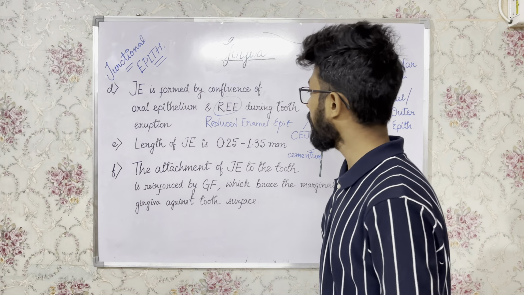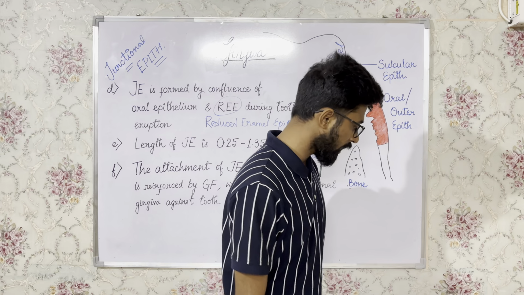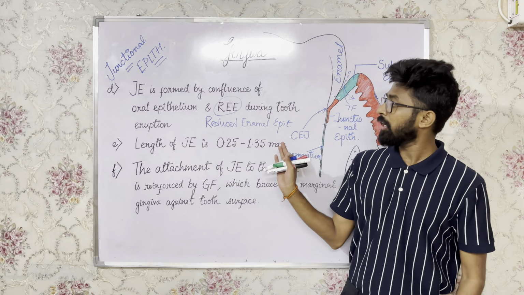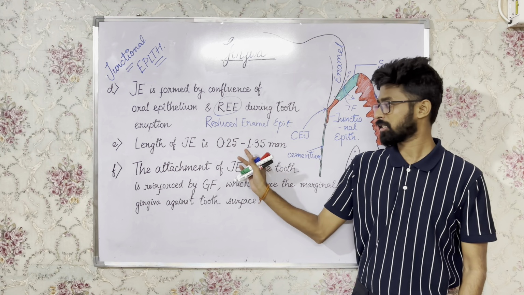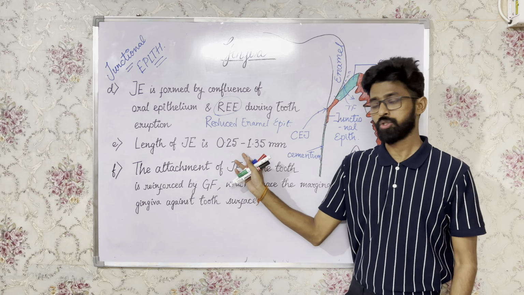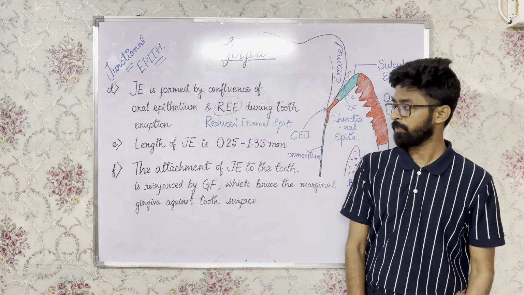Okay, next point is the length of the junctional epithelium. So the length of the junctional epithelium is 0.25 to 1.35 mm. It has been asked previously in MDS also. Length of junctional epithelium, you need to remember this value.